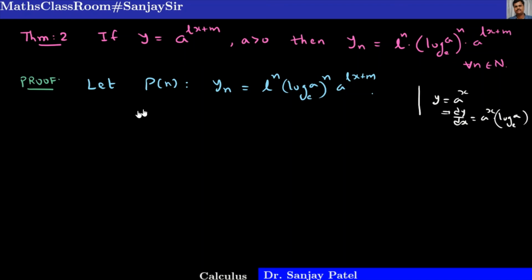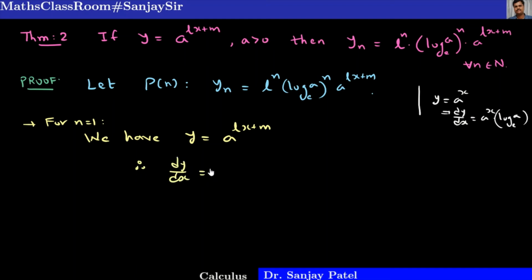So the first step is we always verify the result for n is equal to 1. So we need to prove the result is true for n equal to 1. I start with y is equal to a raised to lx plus m. We differentiate with respect to x. So dy by dx is a raised to something into log of a to the base e, into the derivative of lx plus m, which is L.